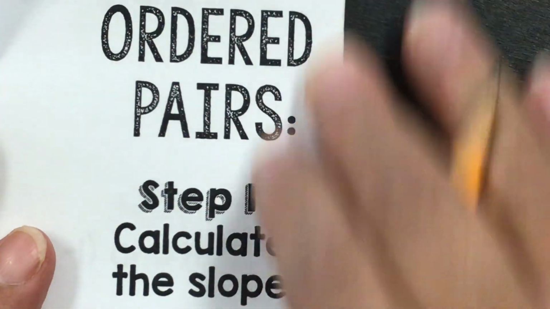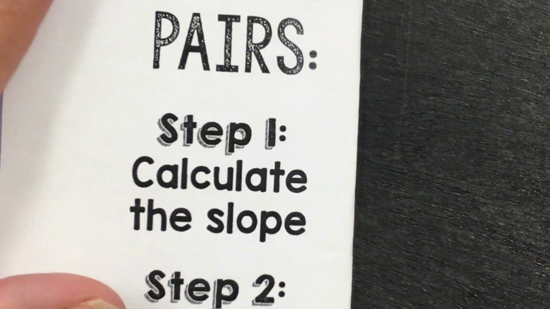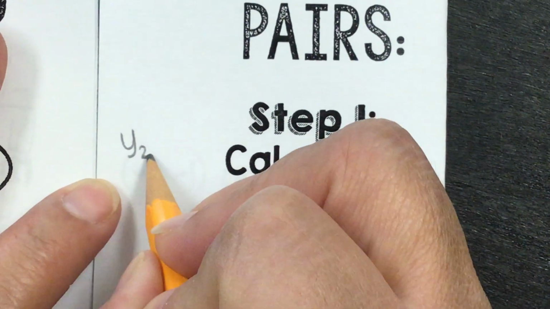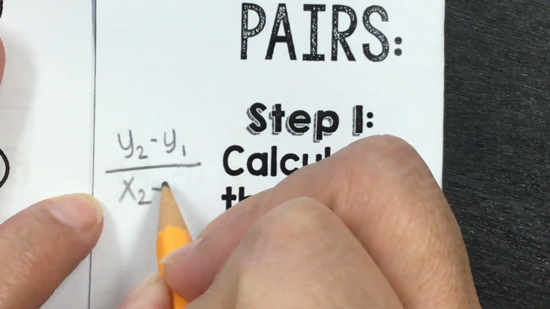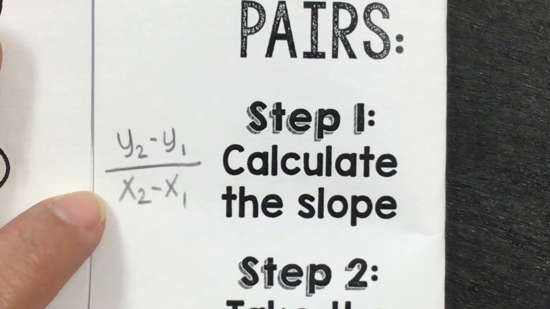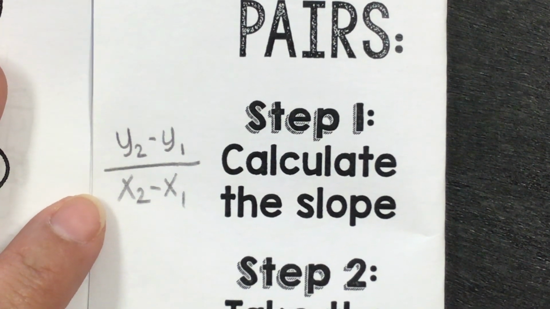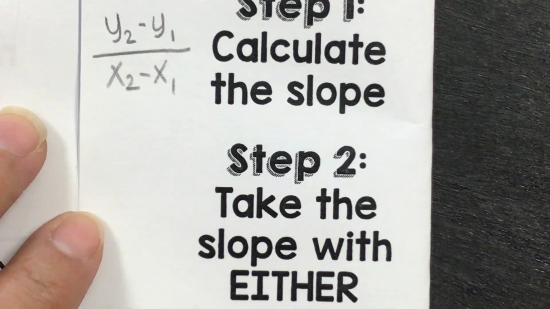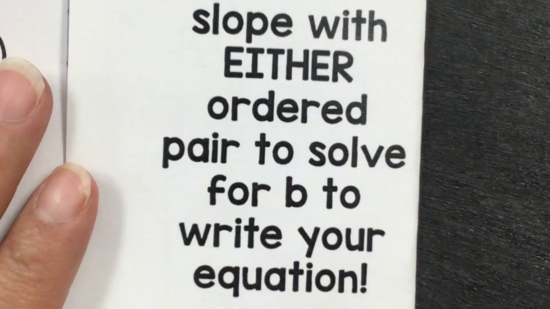Okay, on the other side, it says when you're given two ordered pairs, step 1 is calculate the slope. I'm going to remind you that it was y2 minus y1 divided by x2 minus x1. Once you have calculated this step, you take the slope with either ordered pair to solve for b to write your equation.